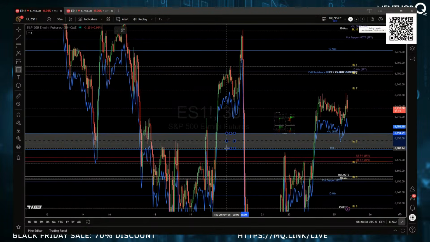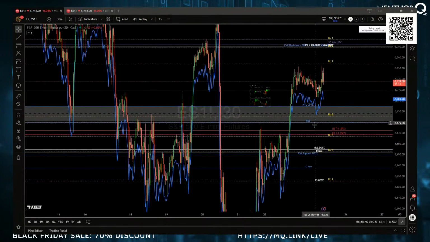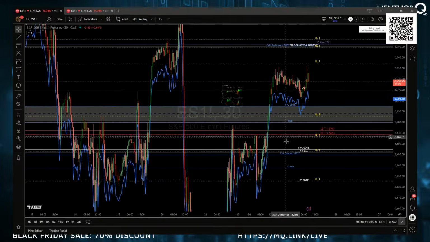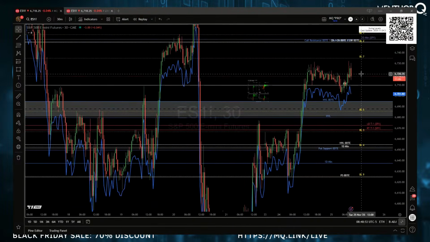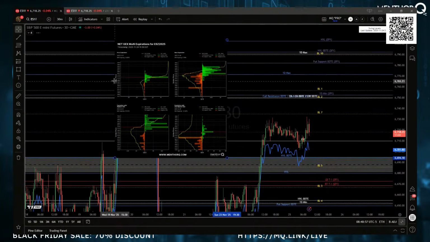HVL 0 DTE to HVL, this 15-point zone. After crossing, we are in negative regime, and what we can expect is much more extended moves, much more nervous market, but staying above, supporting us, usually going to the higher prices.